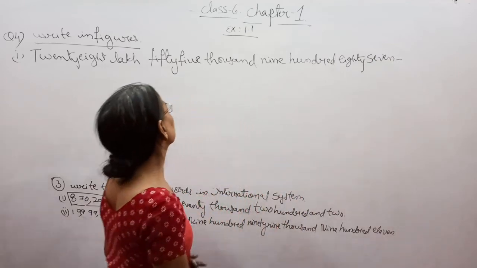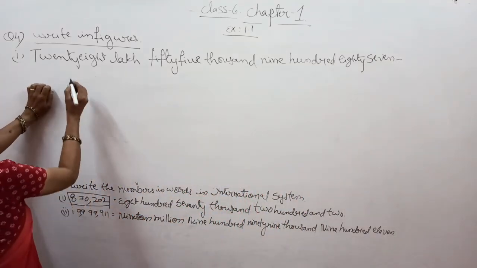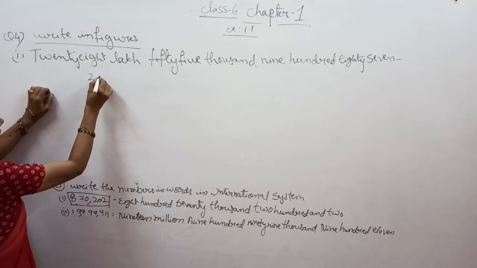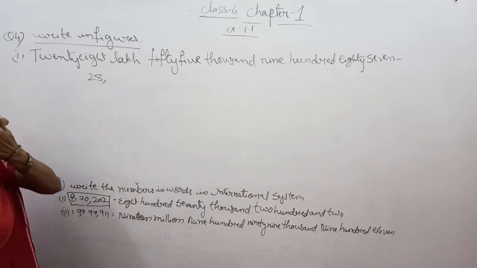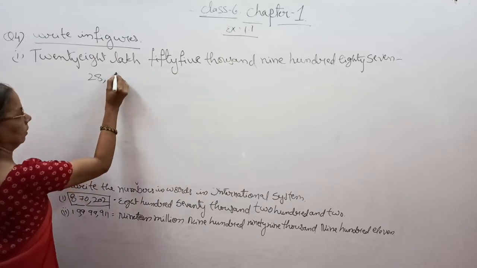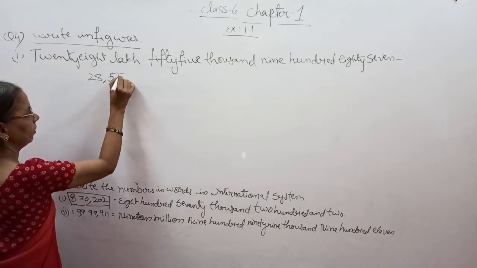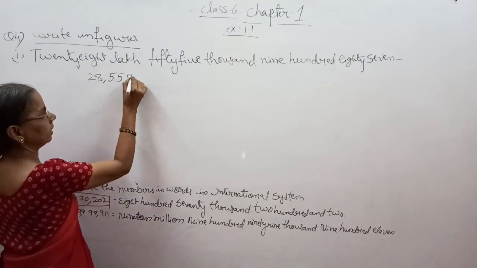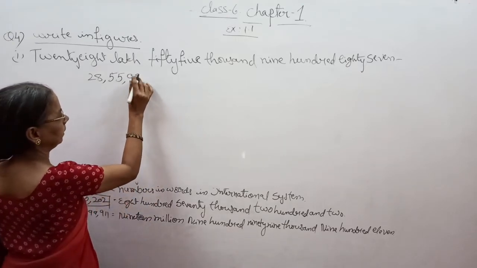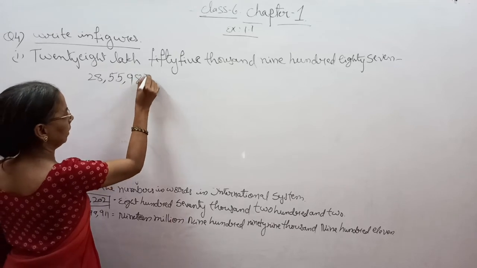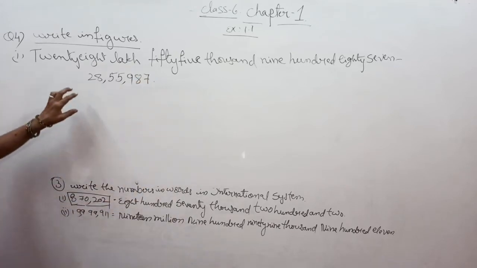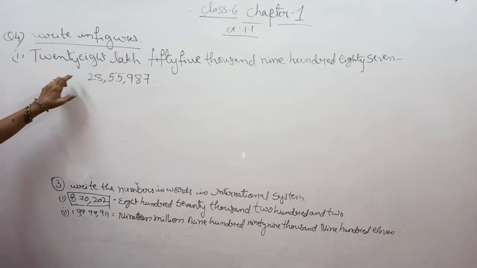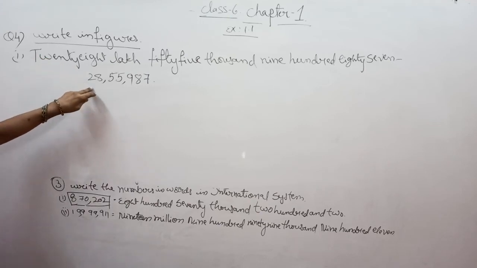Answer is 28 lakh. Means it is simply showing that we have to put 28 lakh, comma, then 55,000. We have to write 55. Again we have to put the comma, then 900, then 87. Like this we have to write the numbers which are given in words, and convert them into figures.